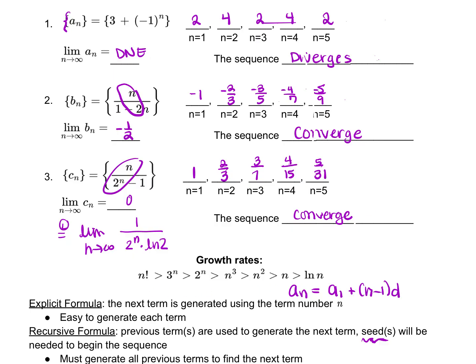Here's our growth rates that we've talked about before. N factorial grows the fastest, then your geometrics, then your polynomials, and remember that natural log grows very, very slow.